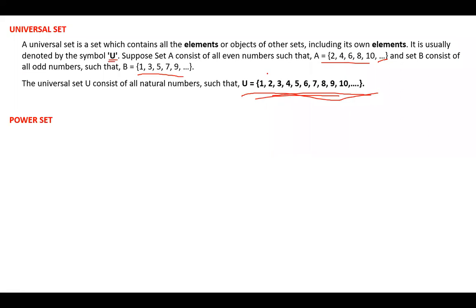What is a power set? A power set is simply a set of all subsets of a given set. I think that's the simplest definition. It's a set that is formed when you combine all subsets of a given set. So what happens is that when you are writing subsets of any given set, you also include itself.